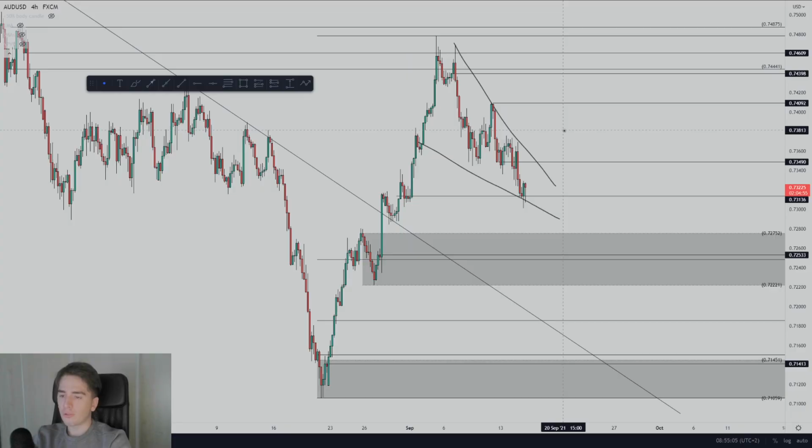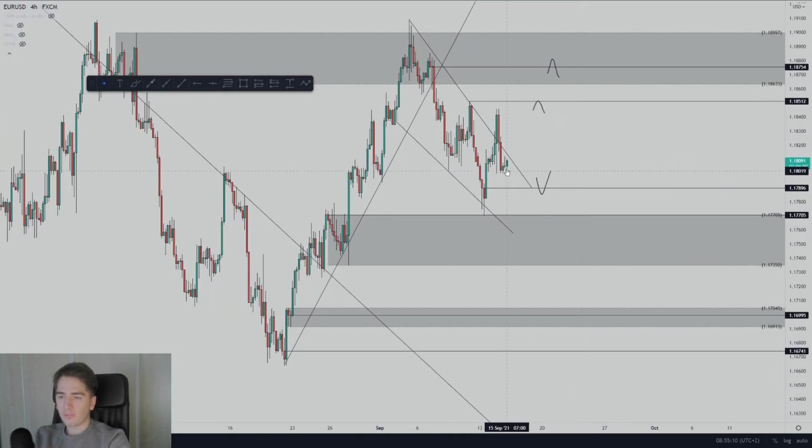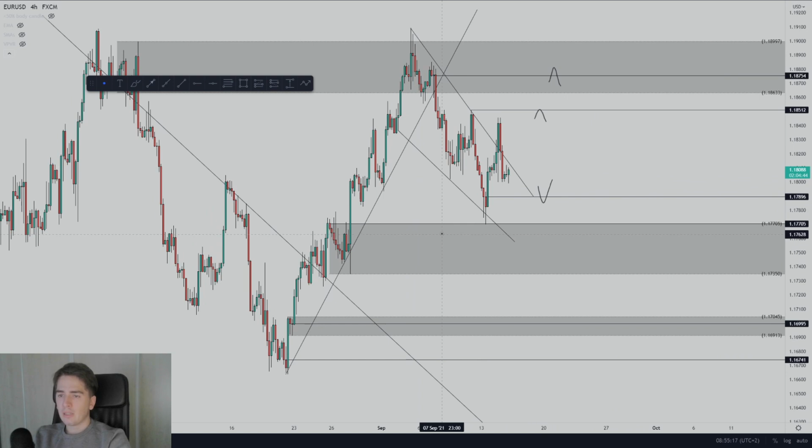Let's head over to euro dollar. And euro dollar, guys, is currently moving up higher very slowly. Was looking for longs from 1.17896, could still occur in my opinion. Let's just wait and see. Major resistance areas are 1.18512 and 1.18754.